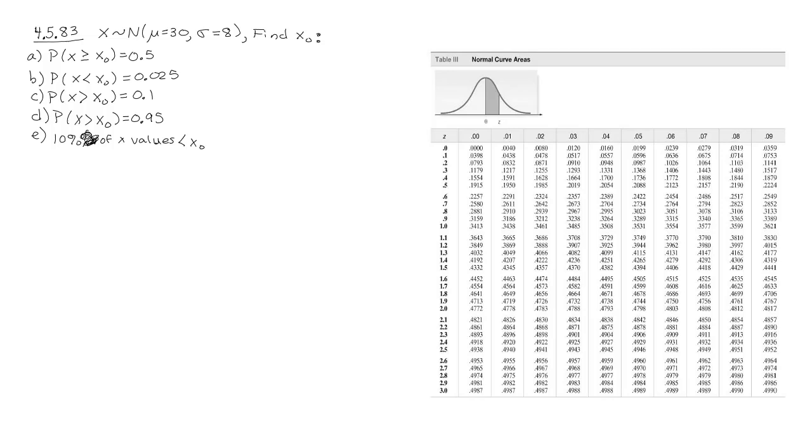We're told that suppose x is a normally distributed variable with mu, the mean, equal to 30 and standard deviation equal to 8. Find a value of x naught, that's x subscript 0, that would make the following true. Alright, so for part A, we're told that the probability that x is greater than or equal to x naught is 0.5.